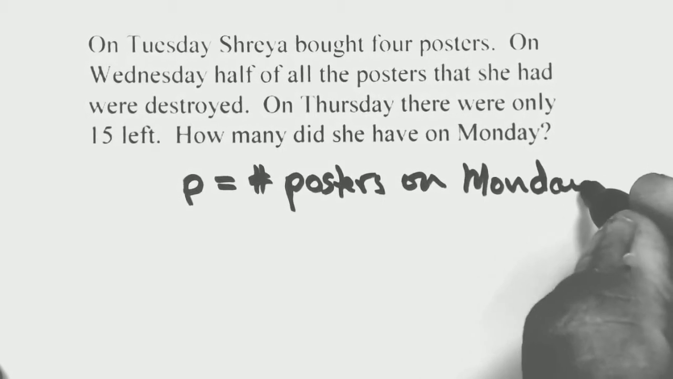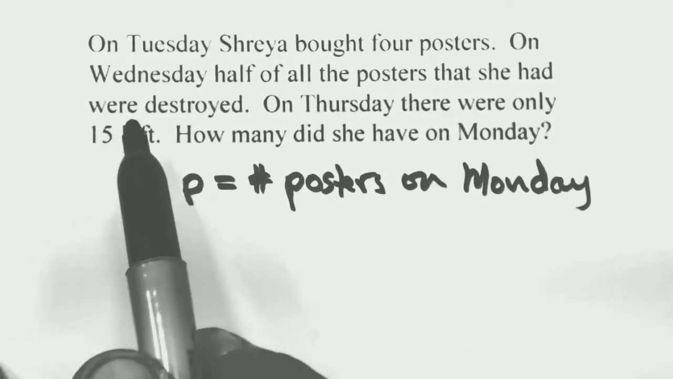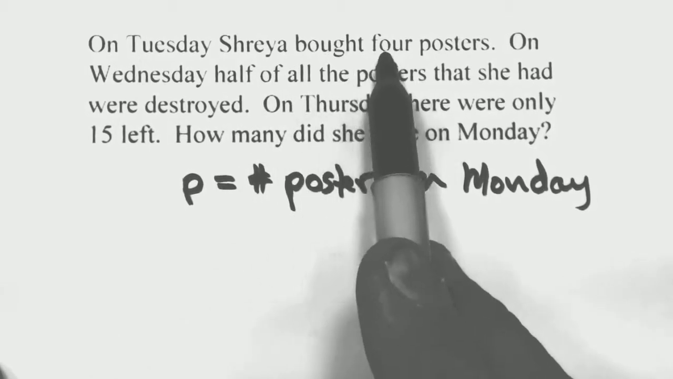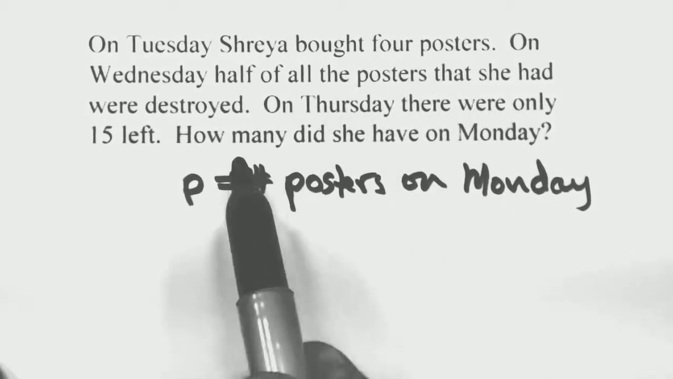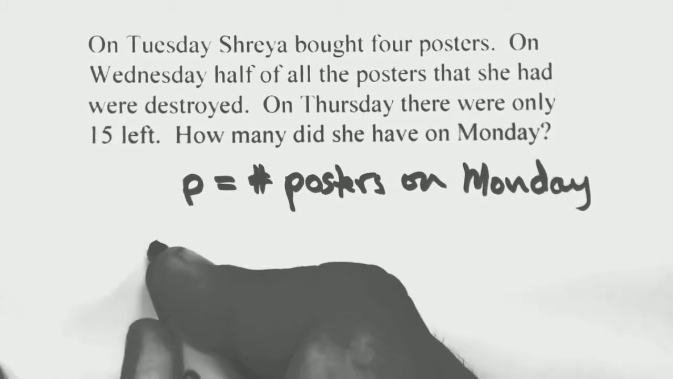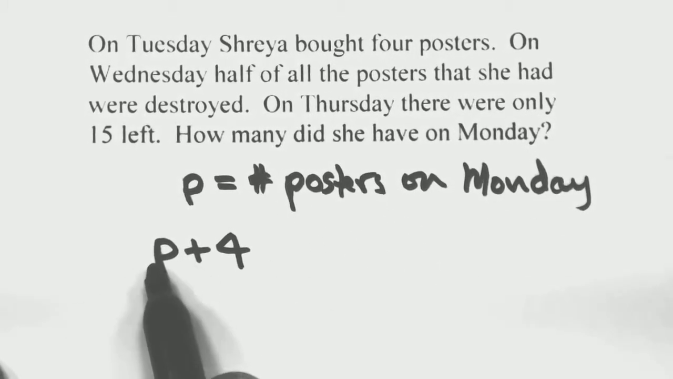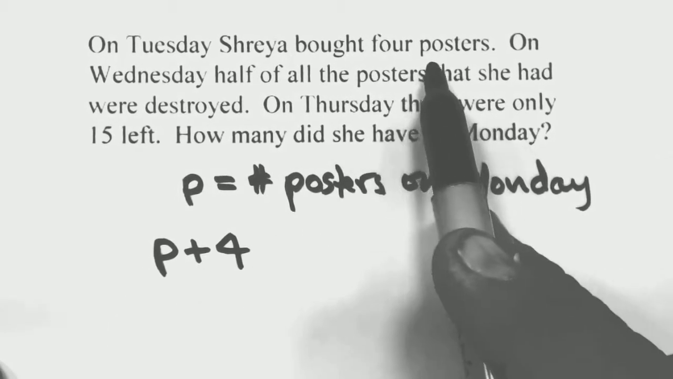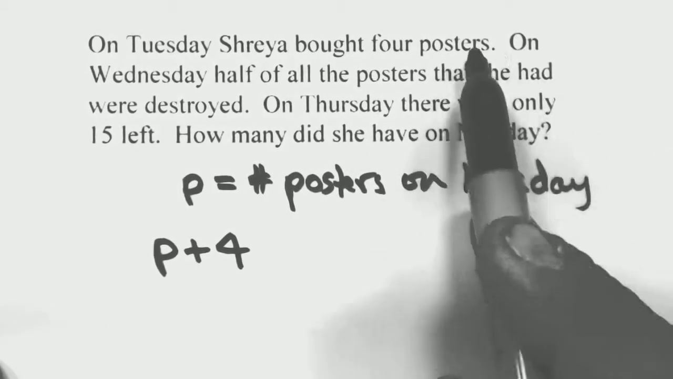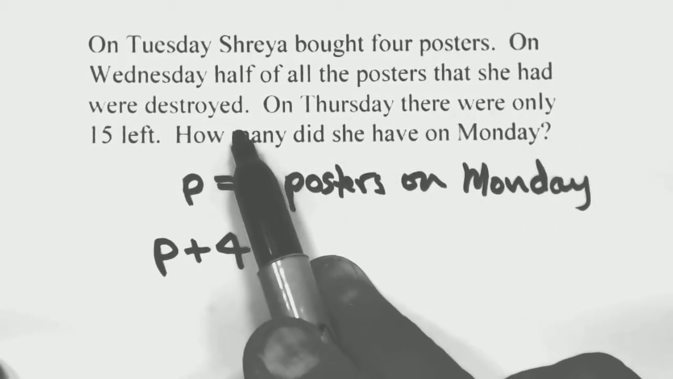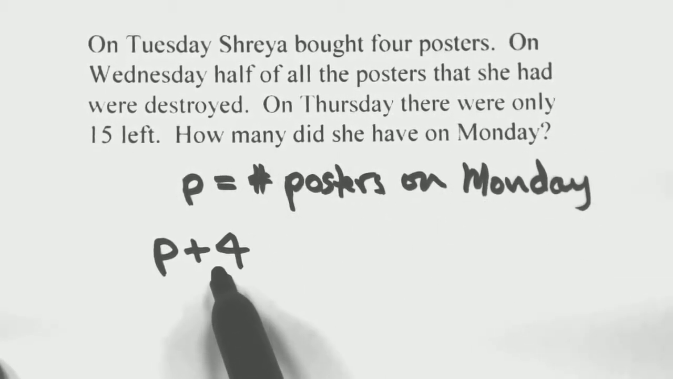Now, let's go back through and see what's happening. On Tuesday, the day after Monday, she bought 4 posters. So however many she had on Monday, she then had 4 more of them on Tuesday. So here's the amount on Monday plus the 4 on Tuesday. On Wednesday, half of all the posters she had were destroyed. So that means she lost half of these. That means, of course, that we're half left.